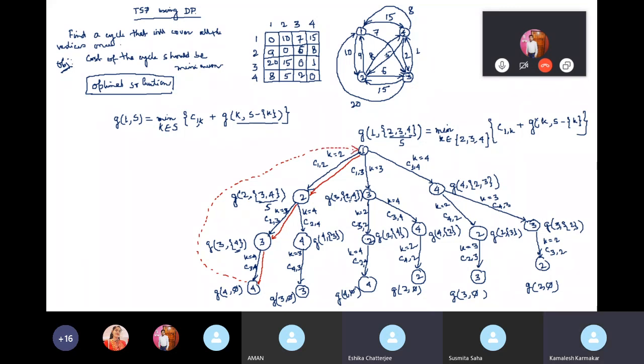Is it clear? Yes, sir. So if you follow this path, then it will form a cycle. Similarly, if you follow 1, 2, 4, 3, then 3 to 1, you have to return to vertex 1, then you will get a cycle. In this way, you will get all the possible cycles of this graph. Now, among all the possible cycles, which one is minimum, that is to be determined.